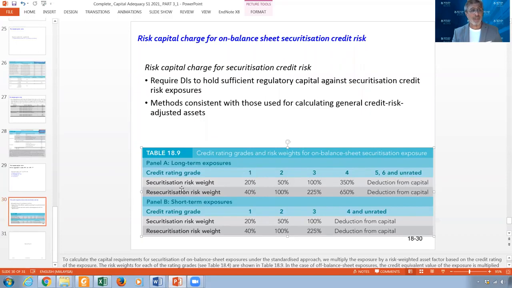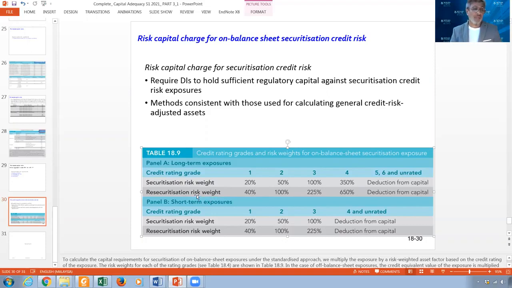So for securitization risk weights, you have, for example, 20% for the long-term positions. As you can see, it's based on the rating. And this is for the short-term exposures, and the credit rating is according to this. We also have securitization and resecuritization. Sometimes we have the original assets, and sometimes we take those assets and make them into another bond, so we have a bond backed by another bond. This is what we call resecuritization.